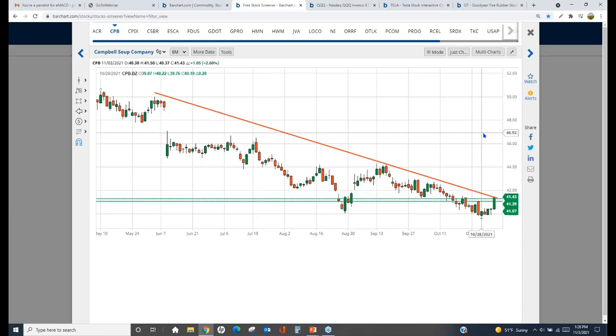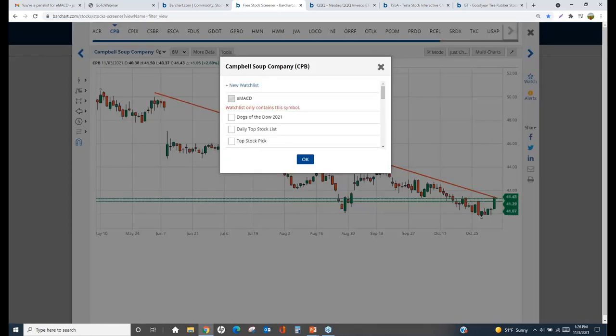And this is kind of a process I do. So I like this stock. I think I'm going to watch this one for a couple of days. So what I might do is add it to a watch list, right? And that's what I did this morning. I added it to my eMAC watch list.